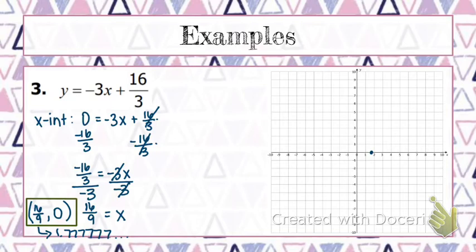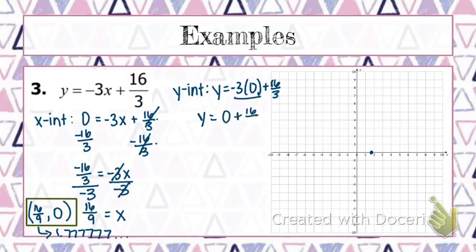Okay, so to find our y-intercept, I'm going to show you the algebraic way, but notice that this is already in y equals mx plus b, so we already know that our y-intercept is going to be 16 thirds. Let's make sure we can find it on our own, though. Y equals negative 3 times 0 plus 16 thirds. So y equals 0 plus 16 thirds. And then that means that y equals 16 thirds, and our y-intercept is 0, 16 thirds.